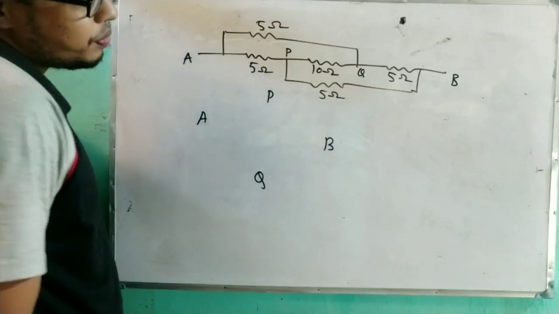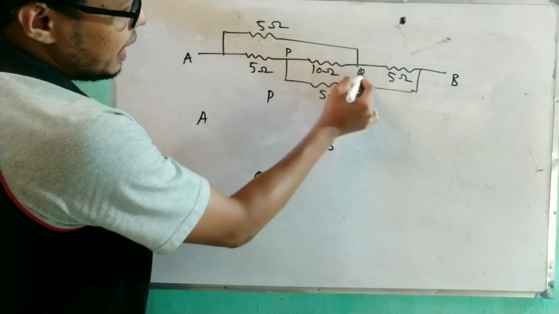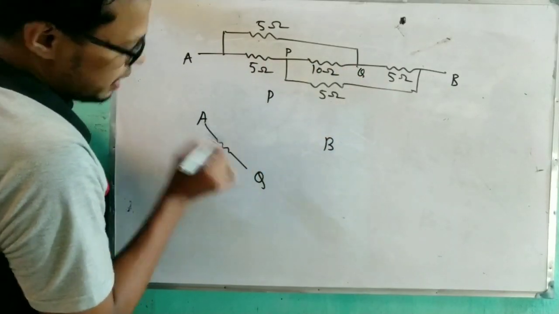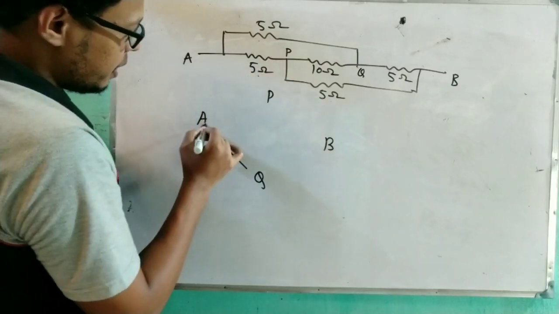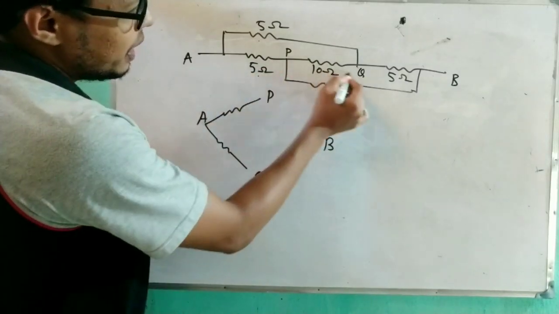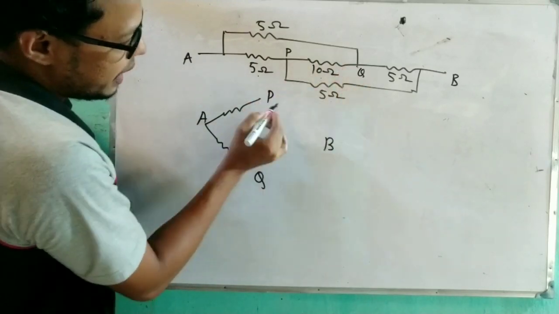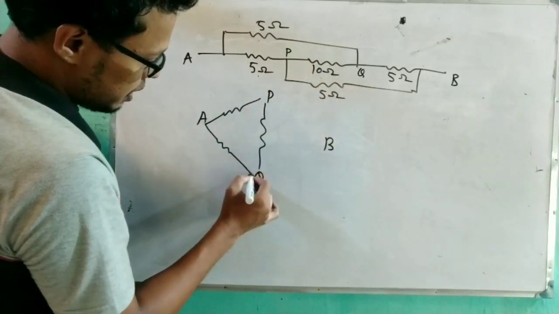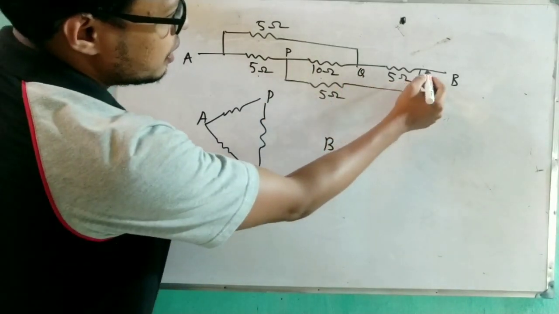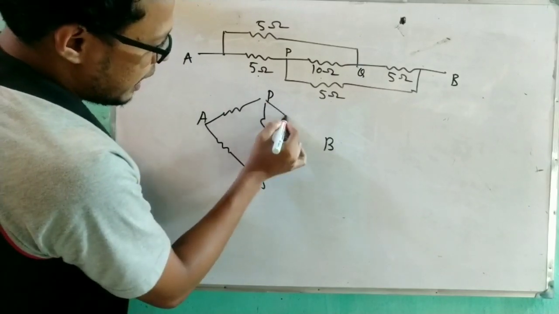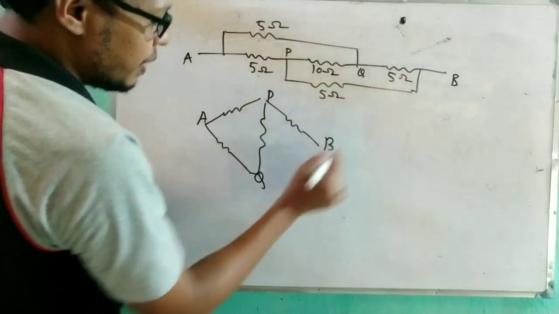Now see, this 5 ohm is connected in between A and Q. Okay, A and Q. This 5 ohm is connected in between A and P. Okay, A and P. This 10 is connected in between P and Q. Okay, P and Q. Now this 5, P and B. One more left, which one? Q and B. Q and B means this 5.